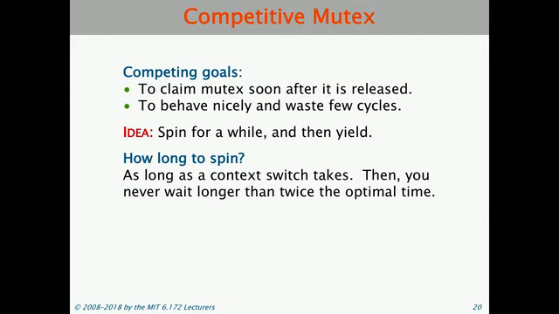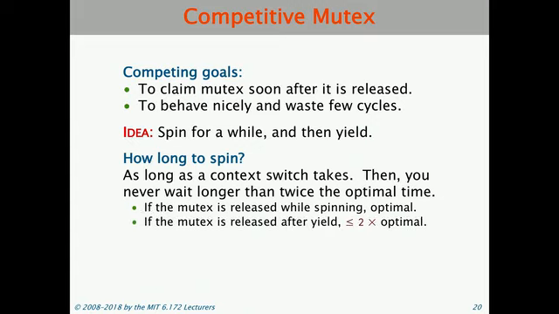This is competitive analysis, which the theoreticians have gone off on. There's brilliant work in competitive analysis. The idea here is that if the mutex is released while you're spinning, then this strategy is optimal, right? Because you just sat there spinning, and as soon as it was released, you got it on the next cycle. If the mutex is released after the yield, you've already spun for an equal amount, so you'll come back and get it within at most a factor of 2.